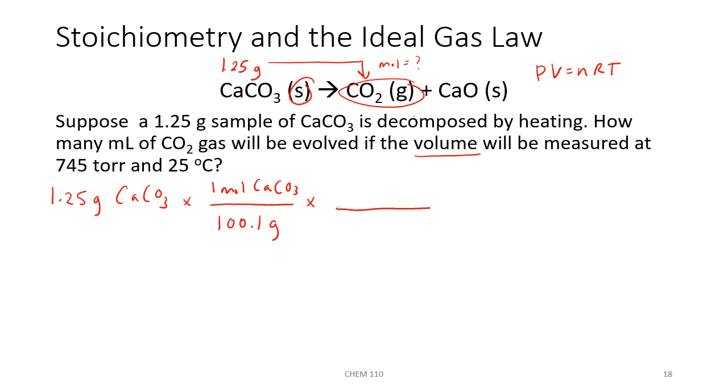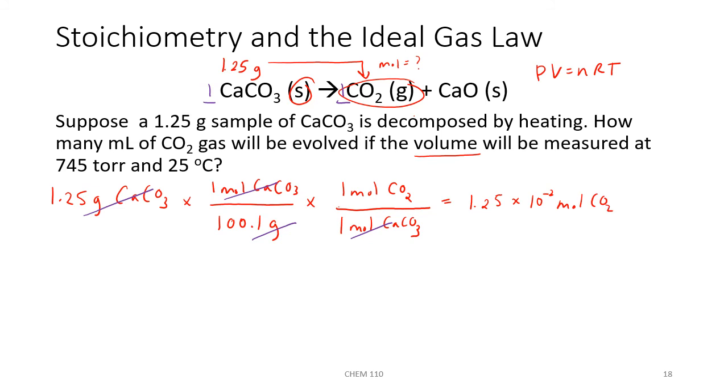Then looking at our balanced chemical equation, when 1 mole of calcium carbonate reacts, 1 mole of carbon dioxide gas is produced. So 1 mole of CaCO3 in the denominator to every 1 mole of carbon dioxide in the numerator. Our grams of calcium carbonate will cancel, our moles of calcium carbonate will cancel, and we'll be able to calculate the moles of CO2. 1.25 times 10 to the negative 2 moles of carbon dioxide gas are produced.